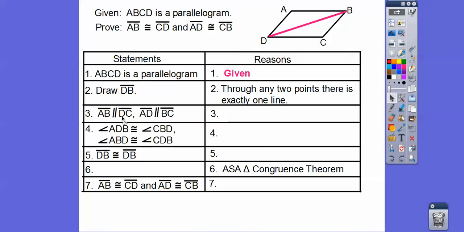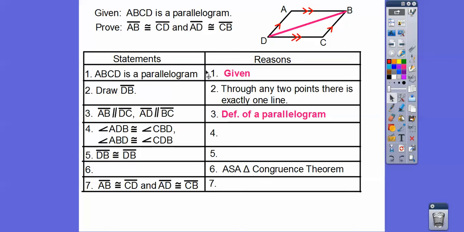AB is parallel to DC. Why is AB parallel to DC? And why is AD parallel to BC? Well, that's because it's a parallelogram. So definition of a parallelogram right there. Okay. Now notice I marked them with the arrows symbol to show that they're parallel right there.